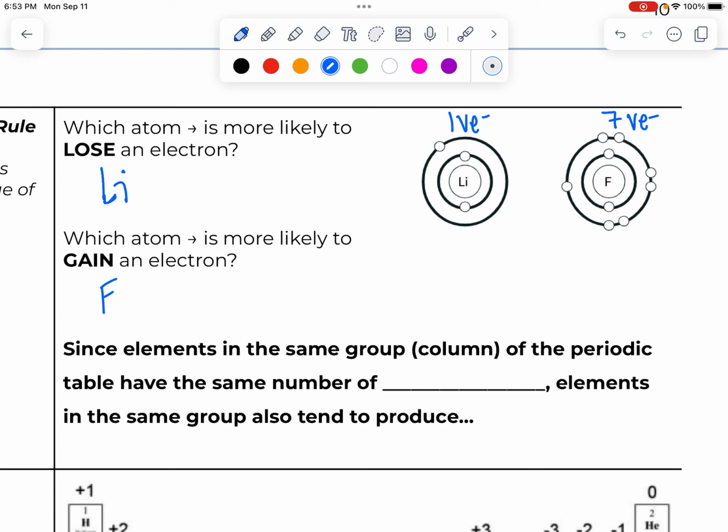So since elements in the same group, the columns up and down on the periodic table, have the same number of valence electrons, elements in the same group also tend to produce ions of the same charge. This is really key. This is really important. This is something I also want you to include on your personal periodic table.